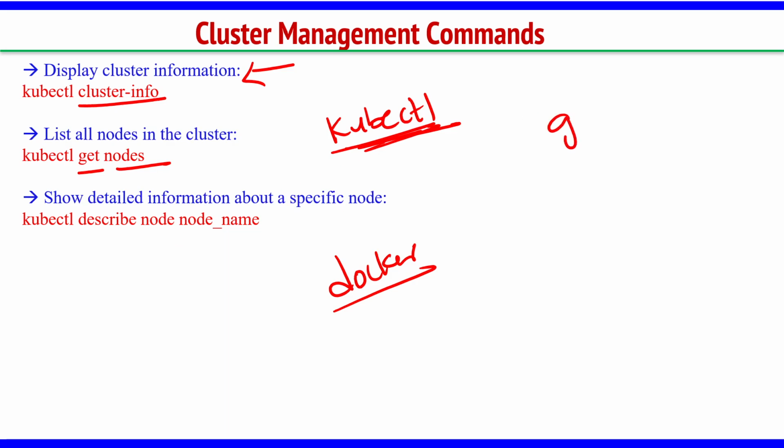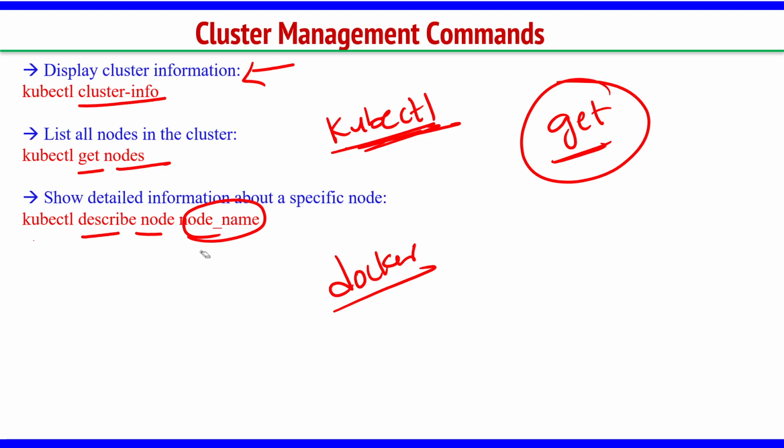The get command can be used to know information about the nodes, the images, the containers, the pods, everything. We use this get command to fetch information about resources or any specific entity. Then the next command shows detailed information about a specific node. If you want to know more about a node, use kubectl describe node and then the node name. So we use the keyword describe here: kubectl describe, then the keyword node, and the node name you want details about.